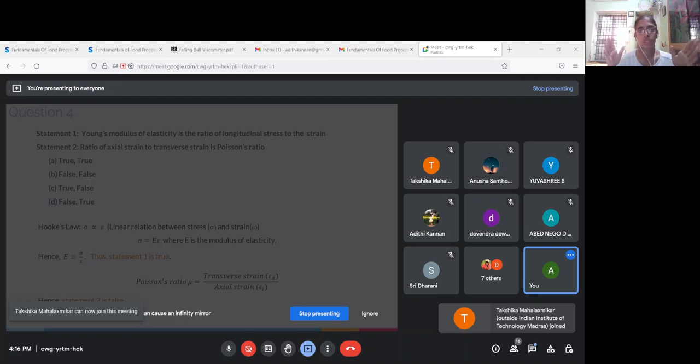Okay. So, since the volume remains constant, you will have something called an axial strain, that is an increase in length, and a transverse strain, that is a decrease in diameter. So, Poisson's ratio is actually transverse strain divided by axial strain. So, statement 2 is false here. So, the correct answer to this question is option C.